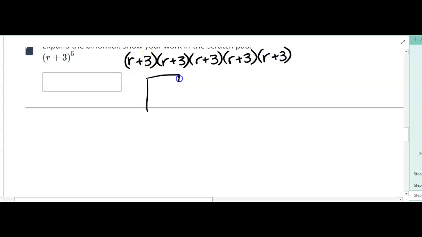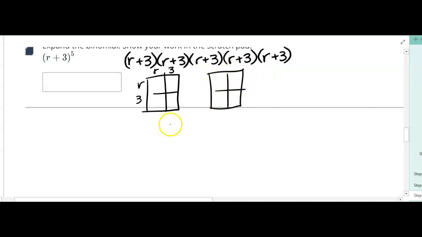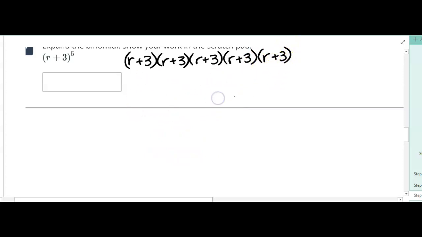So if you wanted, you could box them. R3, R3, and then you would box the next two. And then you'd take those answers and you'd box those, and then ultimately multiply by that other binomial. That's going to take a lot of work. Instead, we use our shortcut with Pascal's triangle.